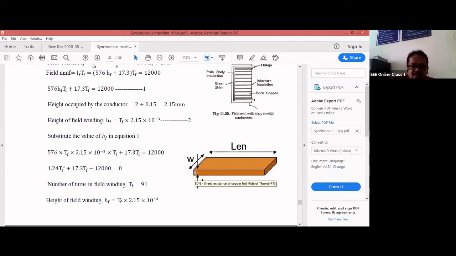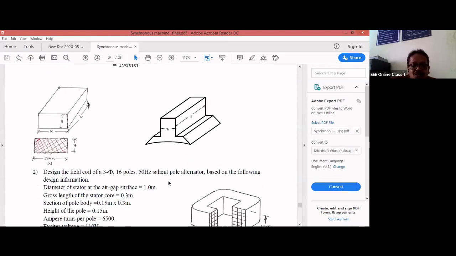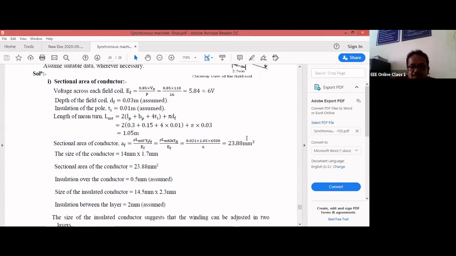What standard size means: thickness will be this much and width will be this much. Don't worry about length. You worry about width and thickness. It will be of standard size, not of all values. So based on this 23.88, we have taken the standard size of the conductor.